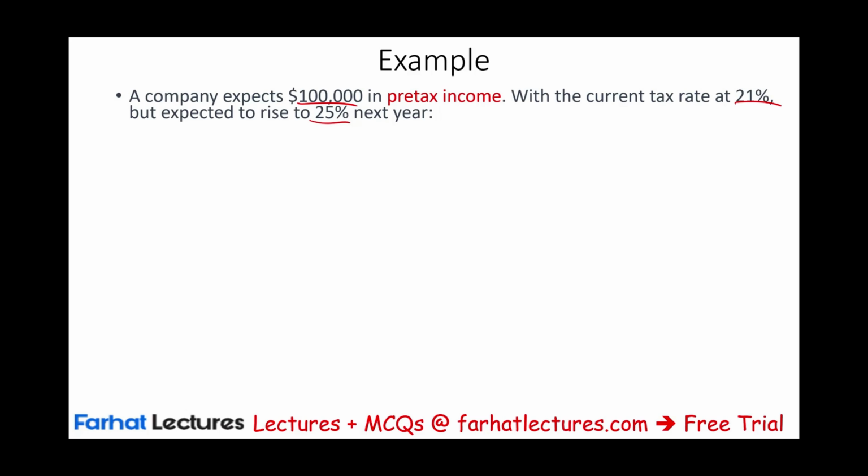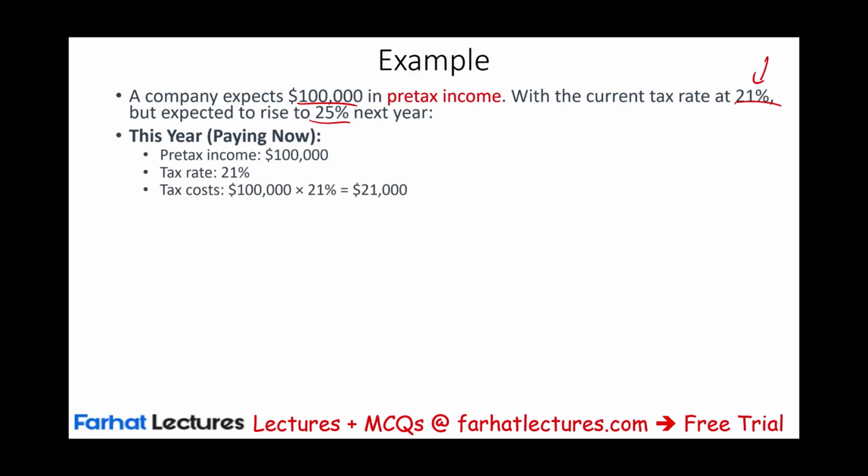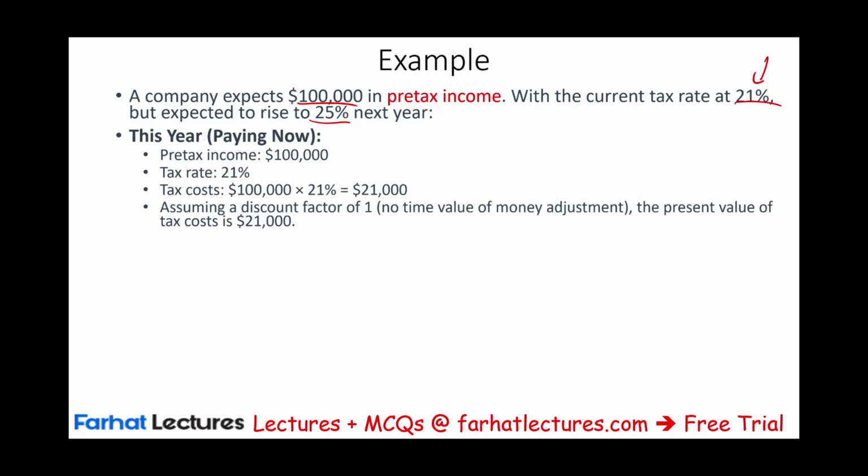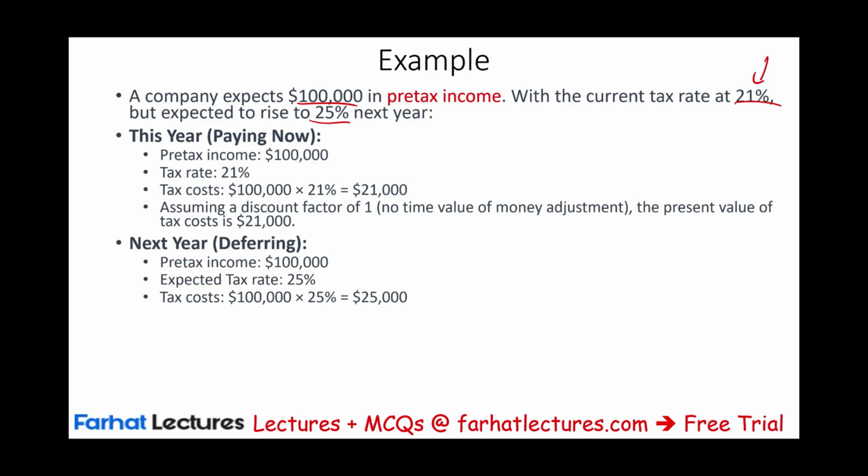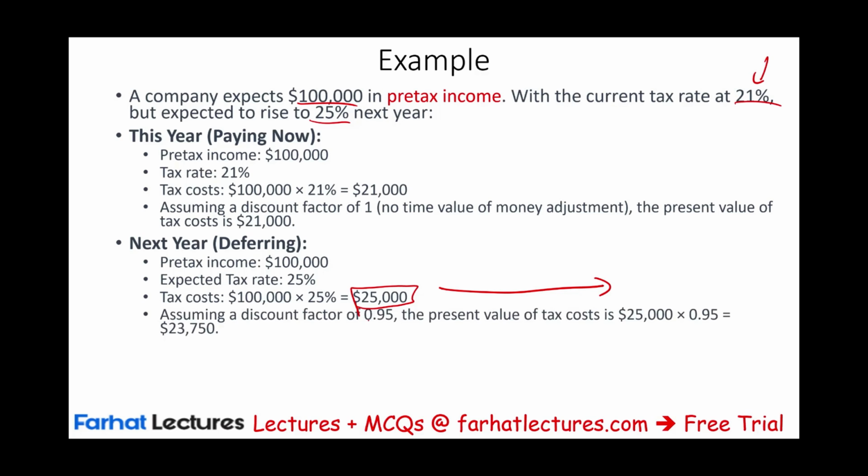Now you might be saying, hold on a second, if the tax rate is 21% now, I should get the income now, not defer it. True. So paying this year, your tax bill is $21,000, and that's exactly $21,000 because there's no present value factor, since you're paying it now. If you defer it, you have to pay taxes of $25,000, but you defer your payment a year from now. Now let's assume there's a present value factor of 0.95. Even though the present value factor is 0.95, you're still better off paying your taxes now.